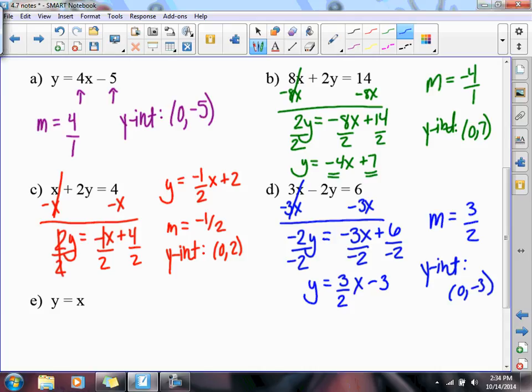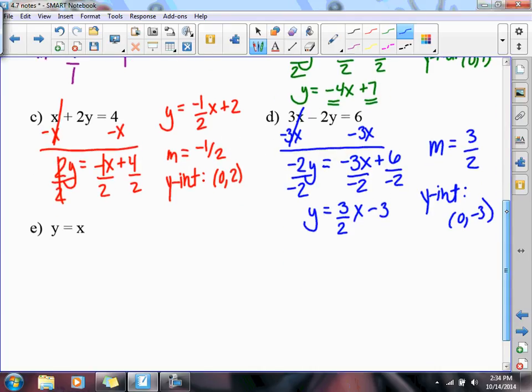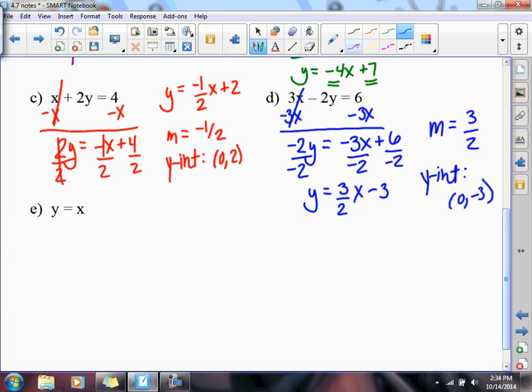Now part E looks a little tricky. It's not meant to be tricky. It's meant to be nice. It's already solved for y. Y is already by itself. Y equals x. And it might look like there's some stuff missing. So let's rewrite it just a little bit with the 1 in front of the x. And then there's a plus 0 added on at the end if we want to add that in as well.